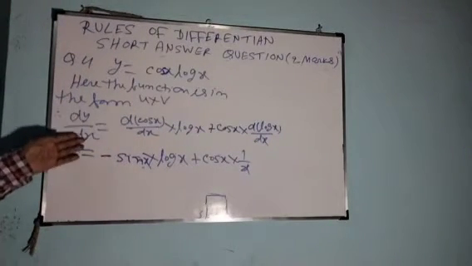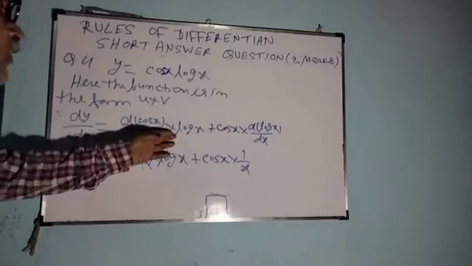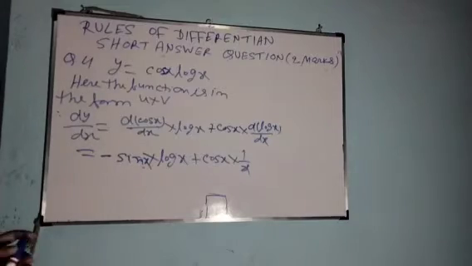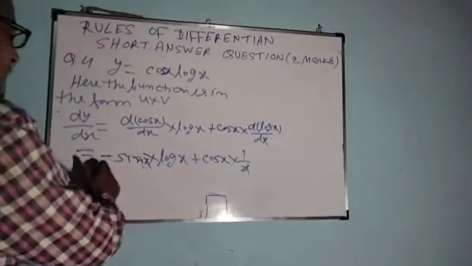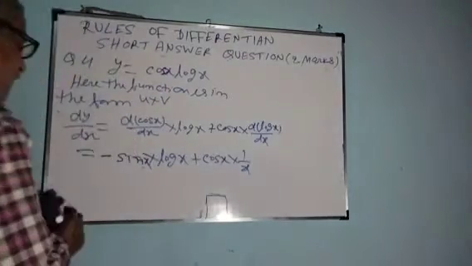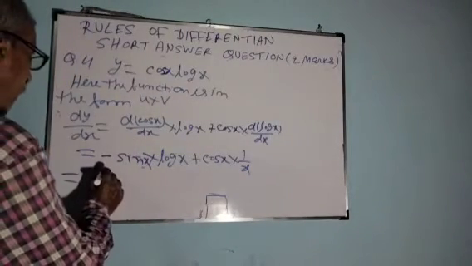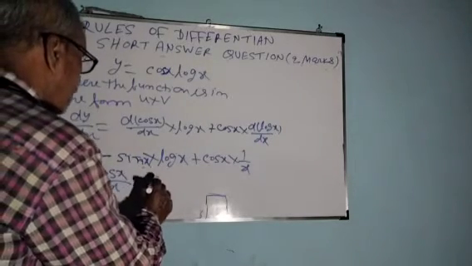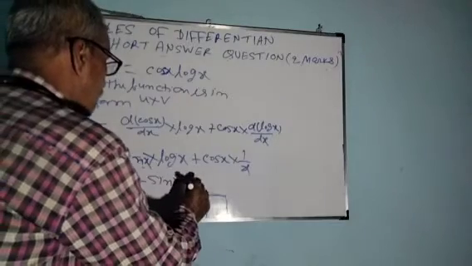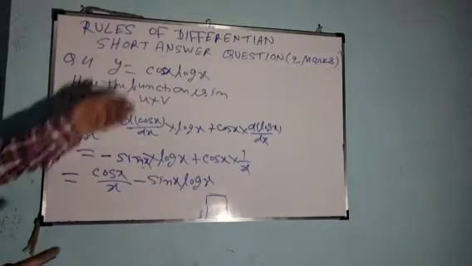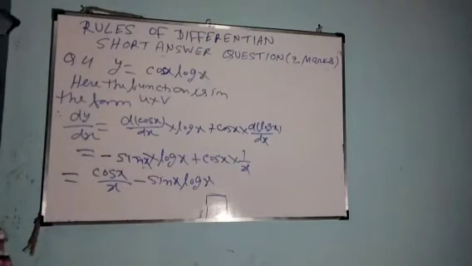So dy/dx equals d(cos x)/dx into log x plus cos x into d(log x)/dx. Now we use the derivatives of standard functions. d(cos x)/dx equals minus sin x, into log x plus cos x into 1/x, and this is equal to cos x/x minus sin x log x. This is the required derivative of the function. You write it in your notebook.